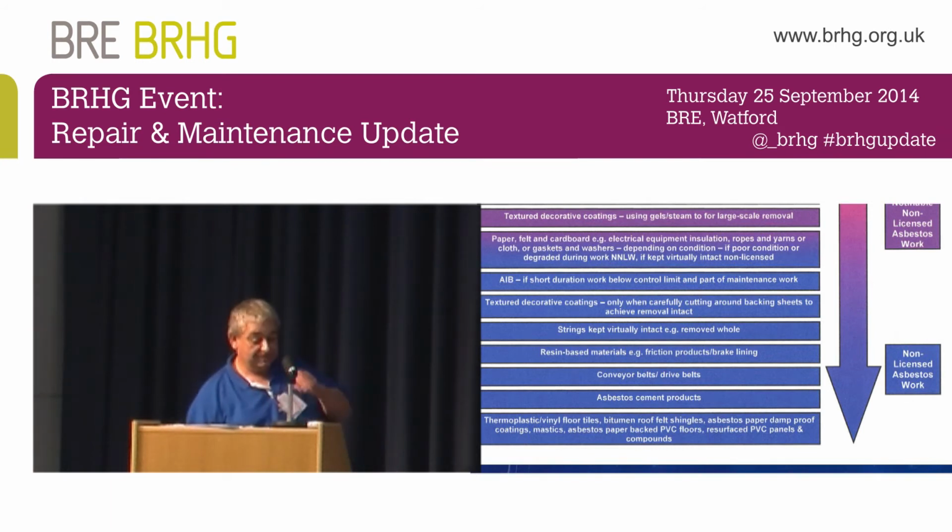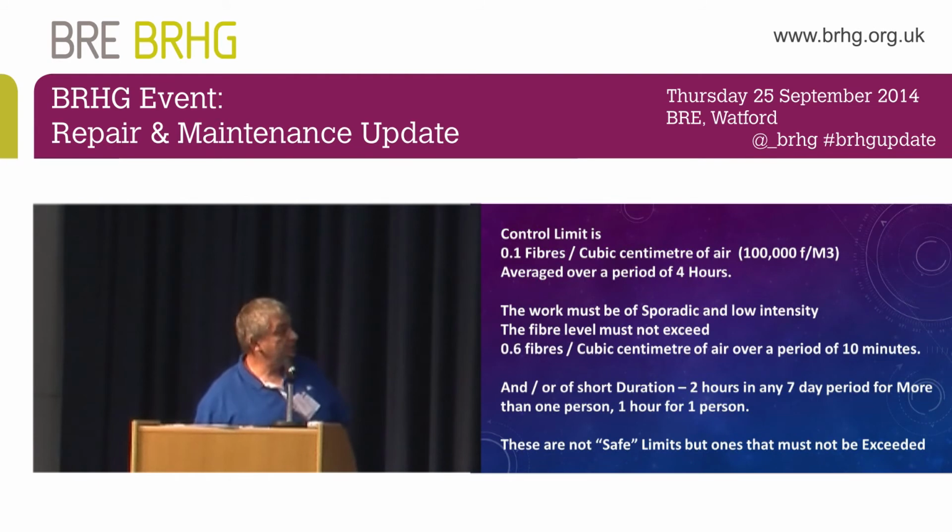The control limits. Now, a lot of non-licensed work, people do non-licensed works and they get caught up in other legislation. There are other control limits that define non-licensed work. The control limit for non-licensed work is 0.1 fibres per cubic centimetre. I'm an old fart and I used to use fibres per mil, same thing.